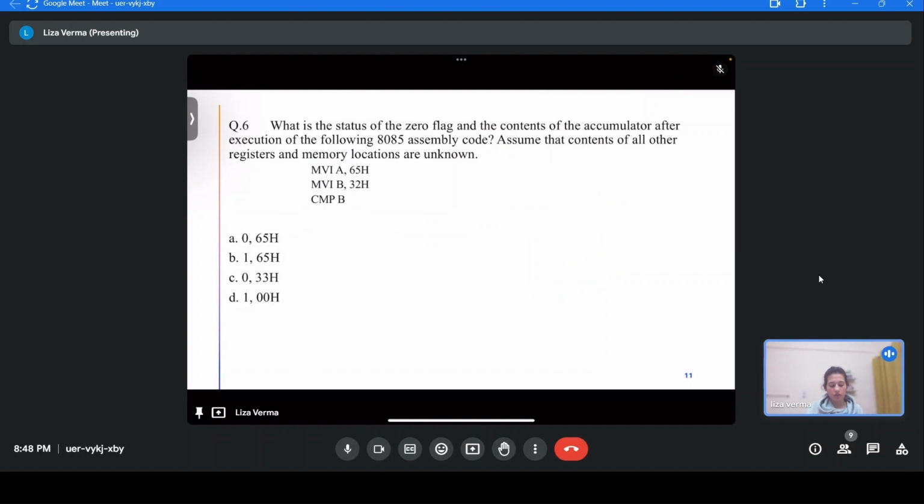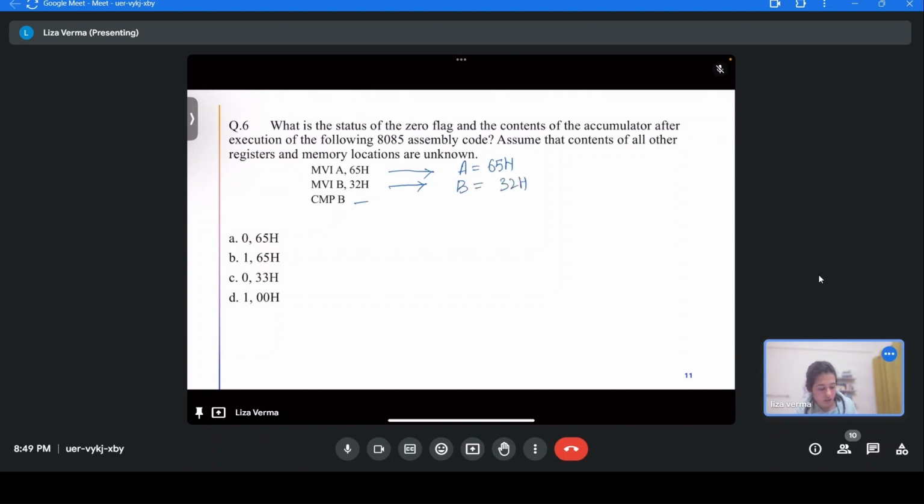So, what is the status of the zero flag and the contents of the accumulator after the execution of the following code? Assume that contents of all other registers and memory locations are unknown. What will be the content of the accumulator after this instruction? A will be 65H. Then you are moving 32 to B register. B will get 32H.